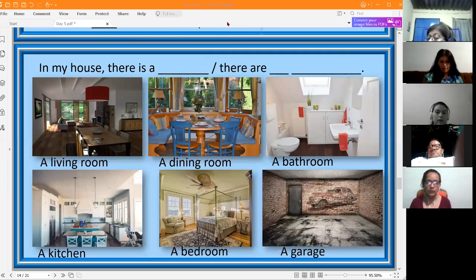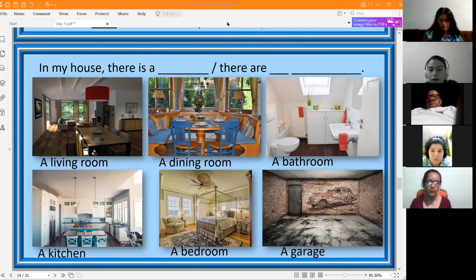You're welcome. Mirna Mercedes Herrador. In my house, there is a living room, a dining room, a kitchen. There are five bedrooms and three bathrooms. And a garage. There is a garage. Okay. Thank you very much. Okay. Xiomara Alejandra.